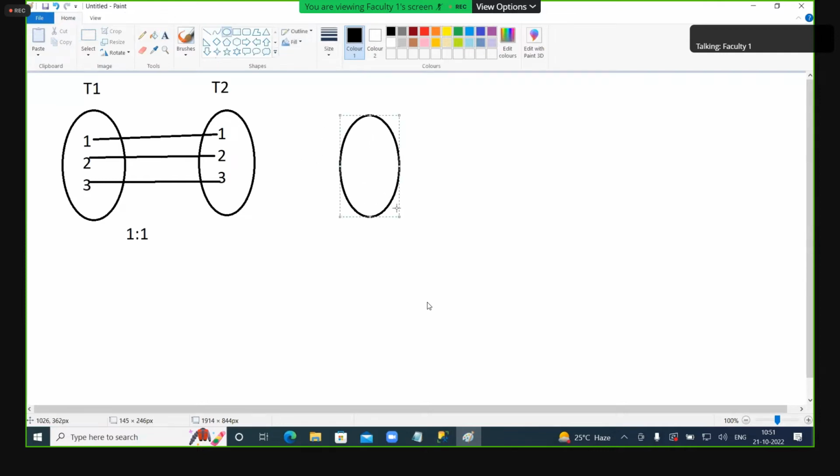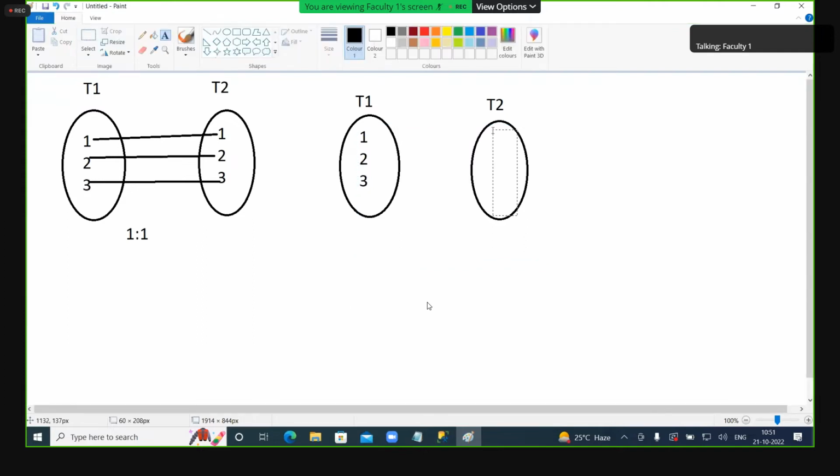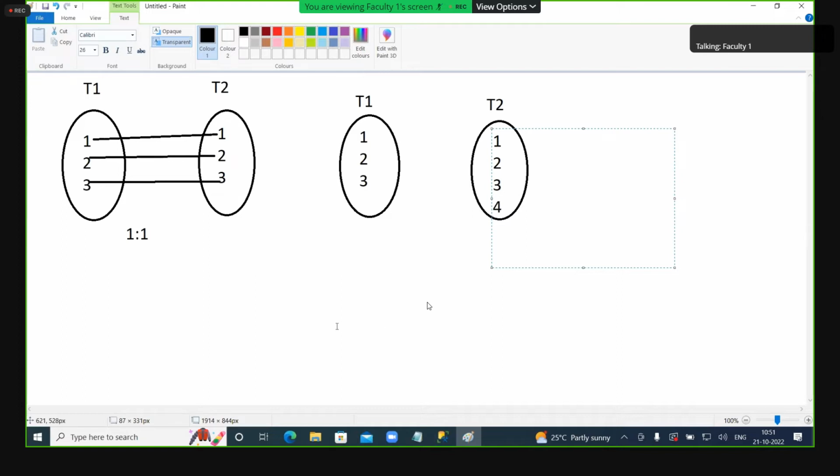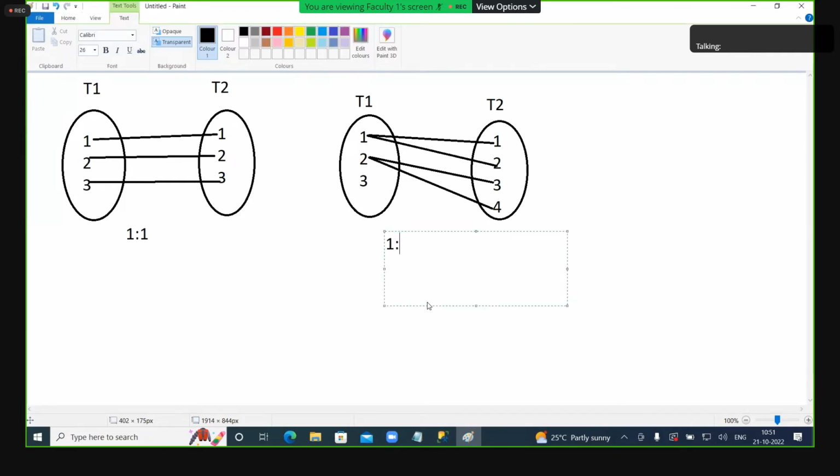Suppose, for example, this is table 1 and this is table 2. In table 1 there are 3 records: 1, 2, 3. Here, 1, 2, 3, 4, something. Suppose this one is associated with 1 and 2, and this 2 is associated with 3 and 4. Just assume that. What is this relationship called? This relationship is called one to many. One record in table 1 is associated with multiple records in table 2. This is called one to many relationship.